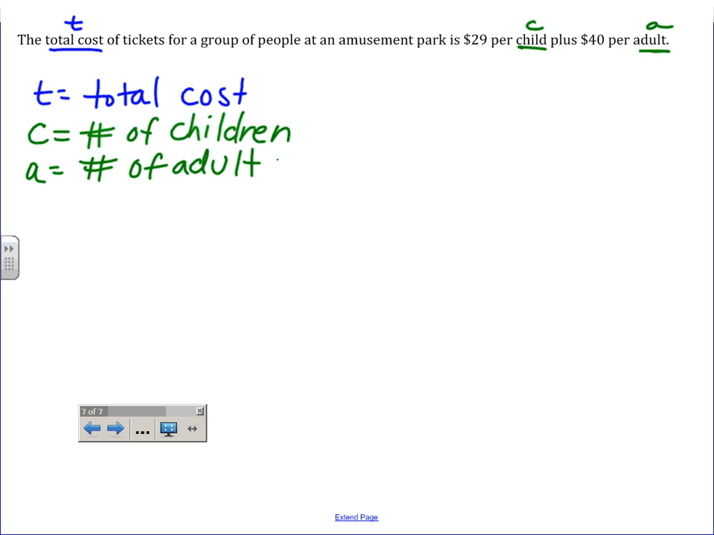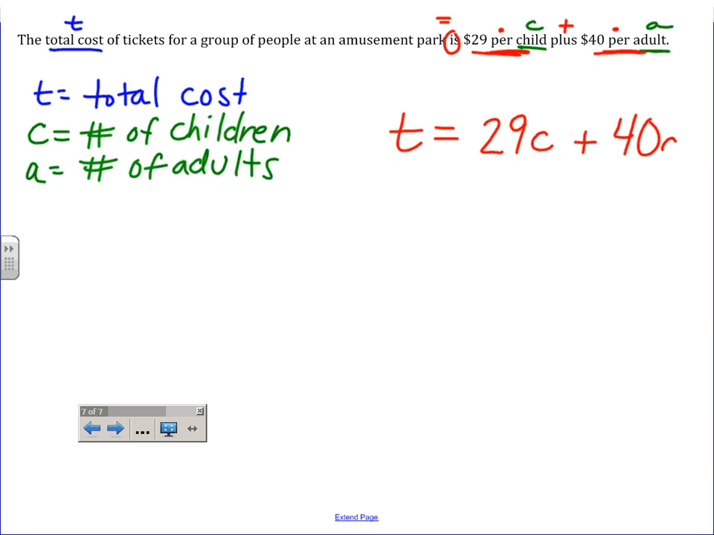So that's my first step, define my variables. My next step is to look for keywords. It says the total cost is, I know is means equals, $29 per child. I know per means times. Plus, this is another keyword, $40 per adult. So $40 times however many adults. Now I can write my equation. To find the total cost, T equals 29 times however many kids go, plus 40, since per means times, however many adults go. This will give me my total cost for any amount of people that go to the amusement park.